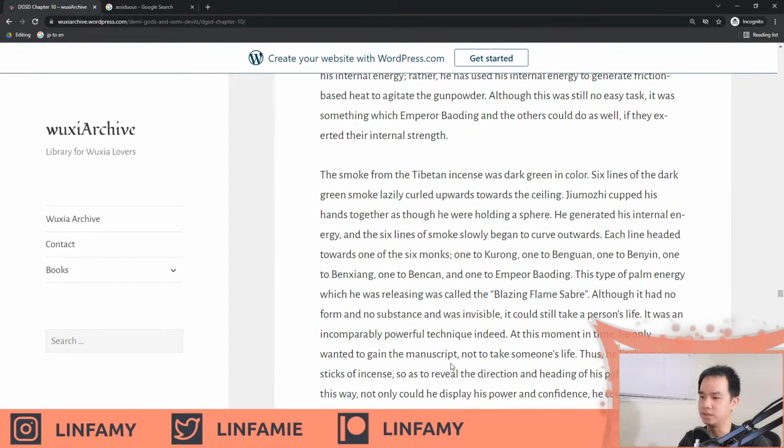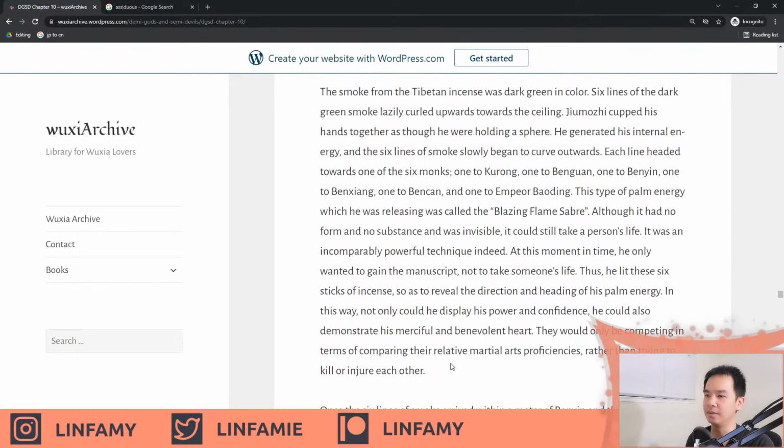Although it had no form and no substance, it was invisible, it could still take a person's life. It was an incomparably powerful technique indeed. At this moment in time, he only wanted to gain the manuscript, not to take someone's life. Thus, he lit these 6 sticks of incense so as to reveal the direction and heading of his palm energy. In this way, not only could he display his power and confidence, he could also demonstrate his merciful and benevolent heart. They would only be competing in terms of comparing their relative martial arts proficiencies, rather than trying to kill or injure each other.